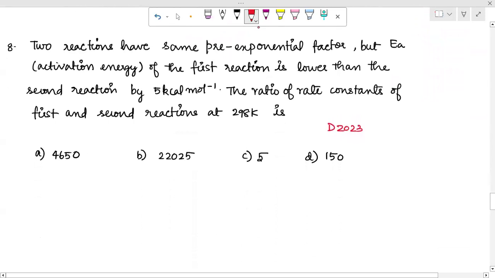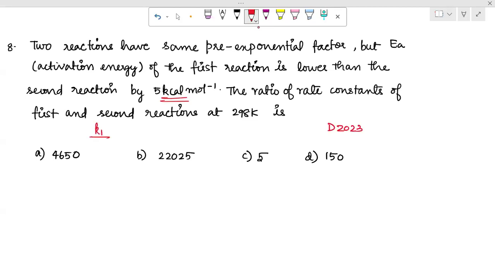Okay, next question. Two reactions have the same pre-exponential factor, but the activation energy of the first reaction is lower than the second reaction by 5 kilocalories per mole. Be careful, 5 kilocalories per mole. The ratio of the rate constants of the first and the second reactions is. So the question is the ratio of K1 by K2.